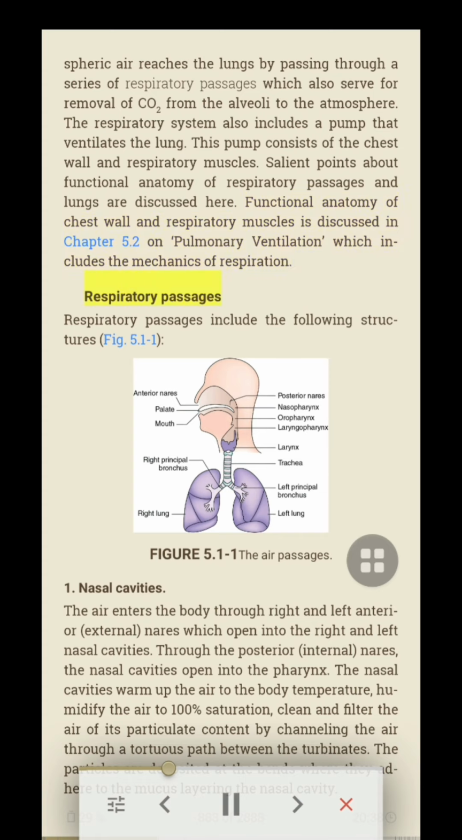Respiratory passages. Respiratory passages include the following structures: Fig. 5.1-1. Figure 5.1-1 The air passages. 1. Nasal cavities. The air enters the body through right and left anterior, external nares which open into the right and left nasal cavities. Through the posterior, internal nares, the nasal cavities open into the pharynx. The nasal cavities warm up the air to the body temperature, humidify the air to 100% saturation, clean and filter the air of its particulate content by channeling the air through a tortuous path between the turbinates. The particles are deposited at the bends where they adhere to the mucus layering the nasal cavity.